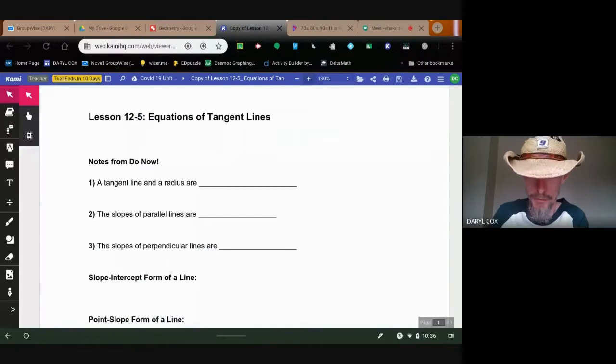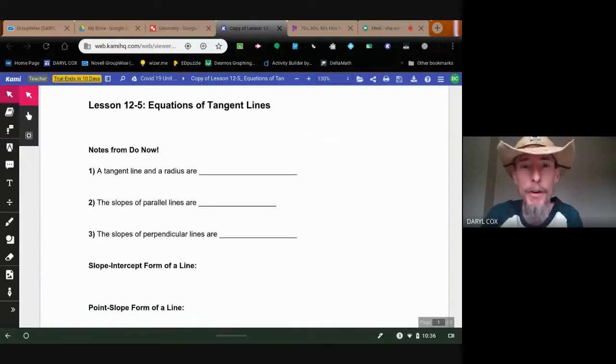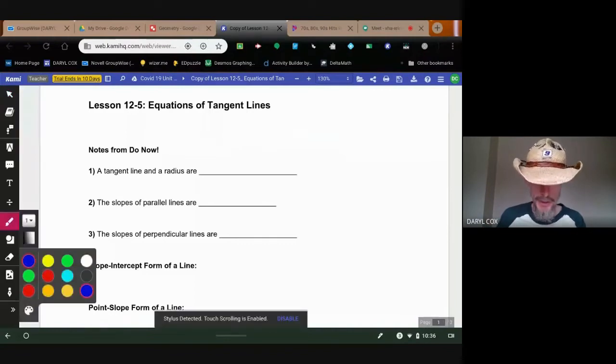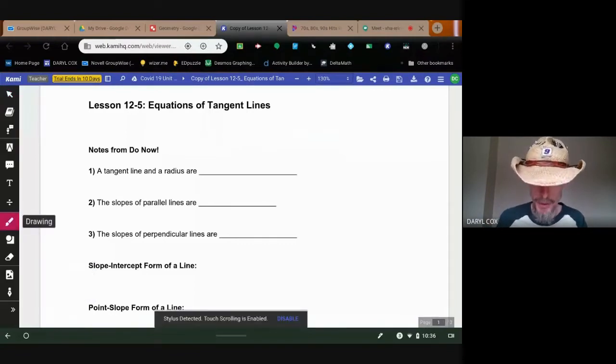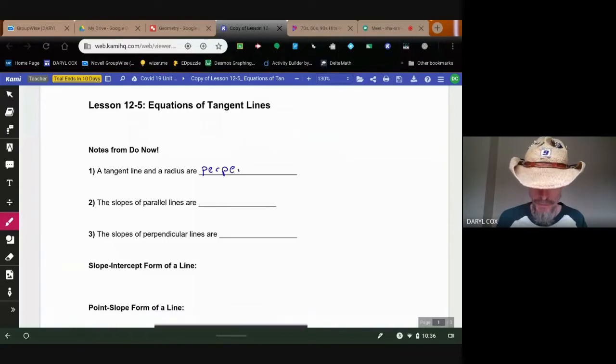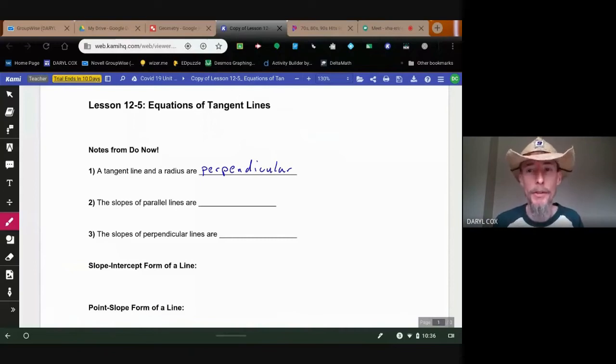So going to our lesson here, this is our little do now information. First of all, a tangent line and a radius are what? Hopefully you chose the choice that said a tangent line and a radius are perpendicular. What about the slopes of parallel lines? What do you know about them? Hopefully you said, oh yeah, I remember. Slopes of parallel lines are equal. Two parallel lines have the same slopes.